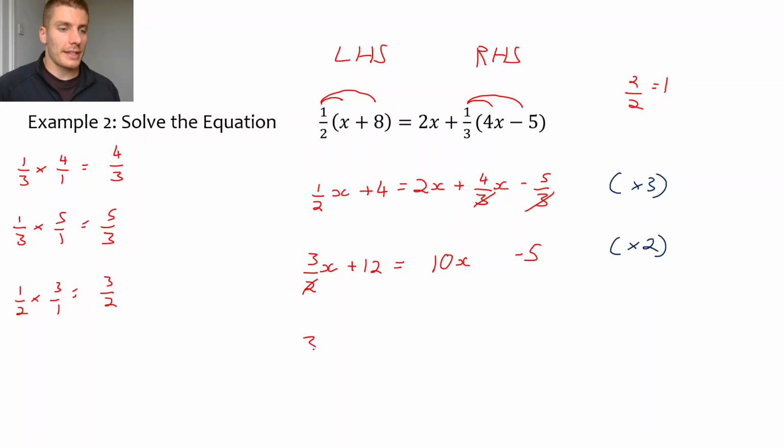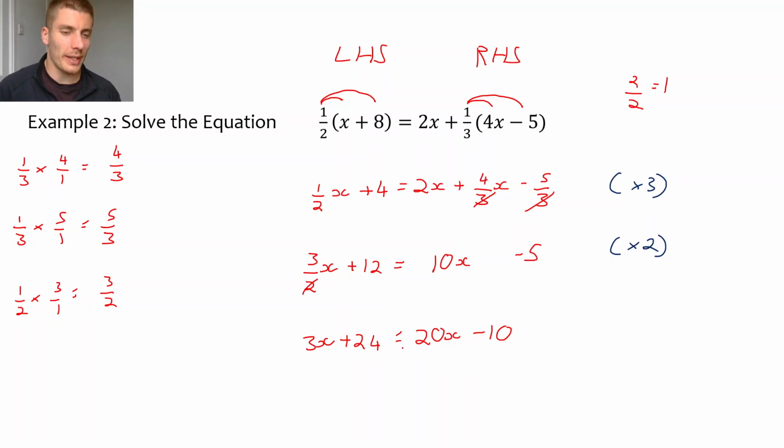So that's going to go. I'm left over with 3x, times the 12 by 2 gives you 24. And that's equal to 10x times by 2 is 20x. And I've got, of course, negative 5 times by 2 is negative 10. Good. Now, from here, we're getting closer. You want to get the x's onto one side and your numbers onto the other side.